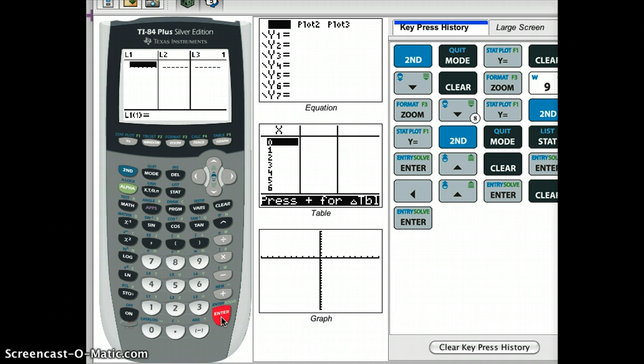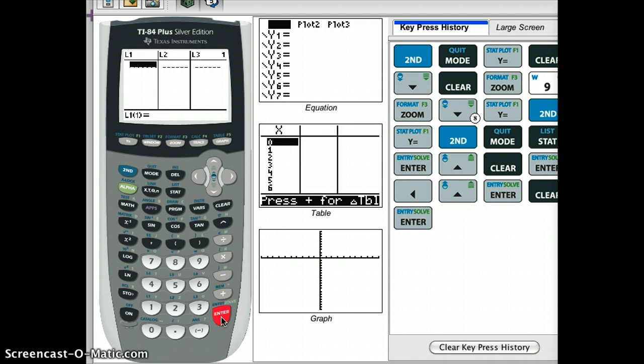In list 1, you want your X values. In list 2, you want your Y values. A tip is that sometimes when you're doing problems with years, it's good to call the first year 0 instead of 1995, because sometimes you can get a little better picture.